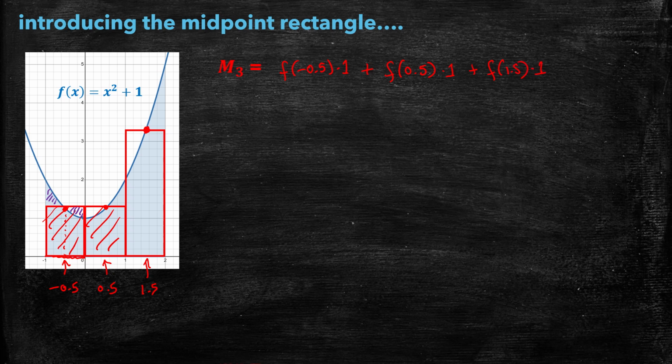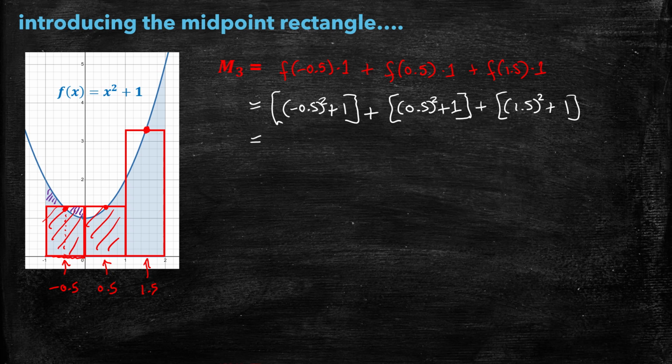I'm just going to move to use white now because the red is so loud. So what is f of -0.5? Well, we have the formula. It's -0.5 squared plus 1. What is f of 0.5? Well, 0.5 squared plus 1. I'm not even going to write the times ones because that's sort of obvious. And then f of 1.5 will be 1.5 squared plus 1. And this comes out to be 1.25 for the first rectangle, and the second rectangle is also 1.25. And the last one is 3.25, and we get an approximate area of 5.75, which seems like an improvement on the left and right endpoint rectangles.